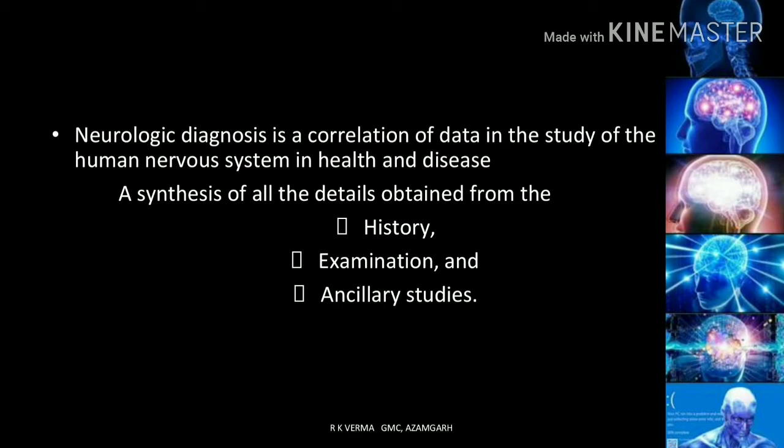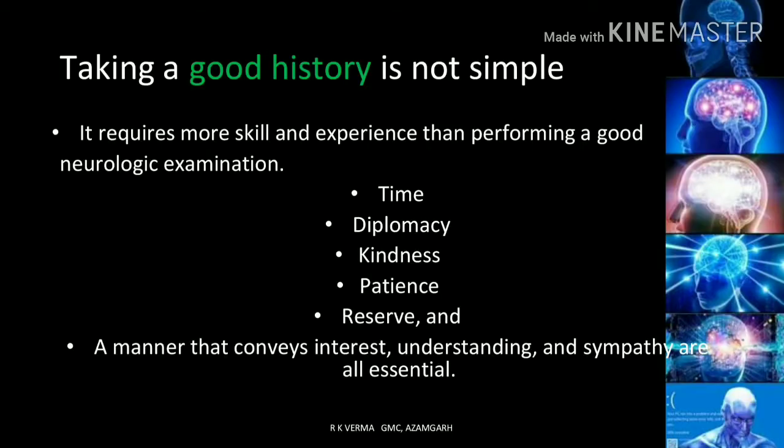Neurologic diagnosis is a correlation of data in the study of the human nervous system in health and disease. A synthesis of all the details obtained from history, examination, and ancillary studies. Taking a good history is not simple. It requires more skill and experience than performing a good neurologic examination. It takes time, diplomacy, kindness, patience, reserve, and a manner that conveys interest, understanding, and sympathy. All are essential.